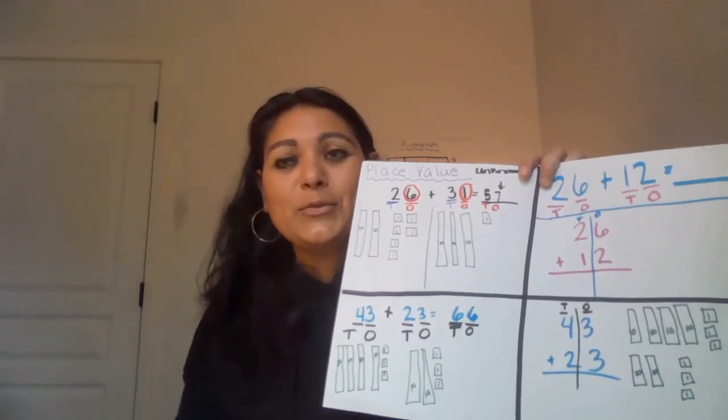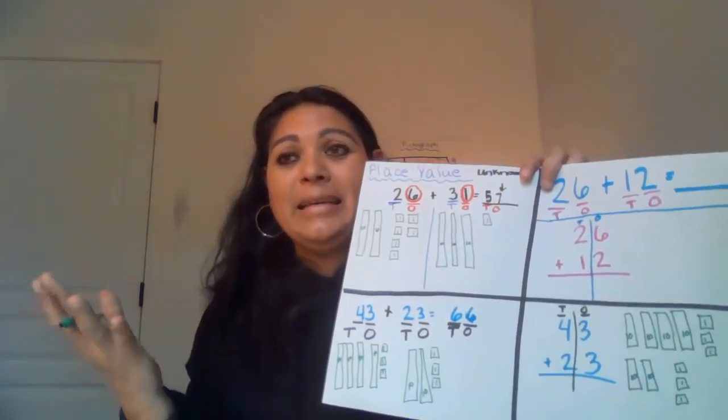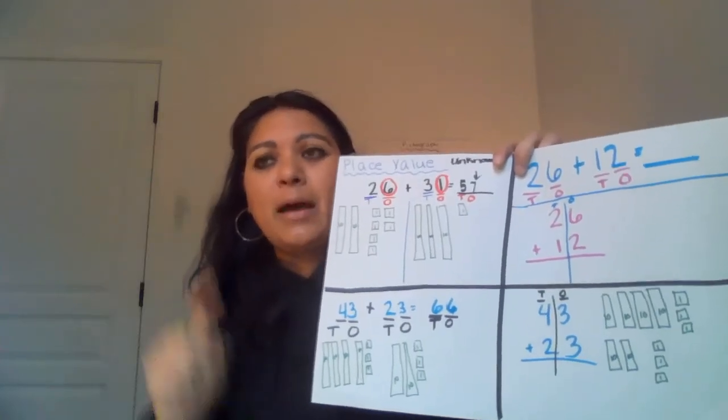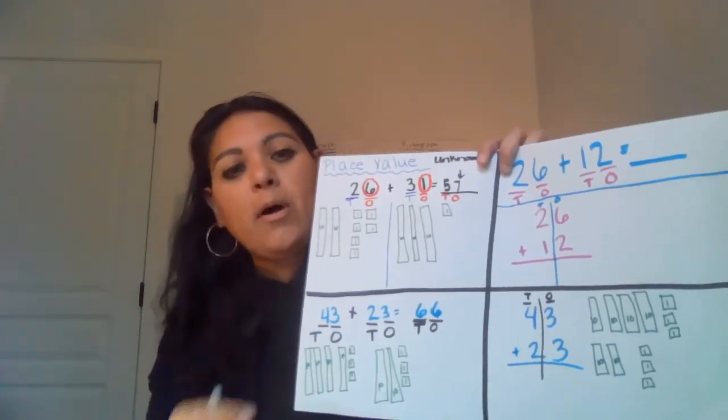Sorry, a tree limb just fell on my roof and it kind of scared me because I didn't know what it was, but it just rolled off outside the window. Okay, so let's go on.